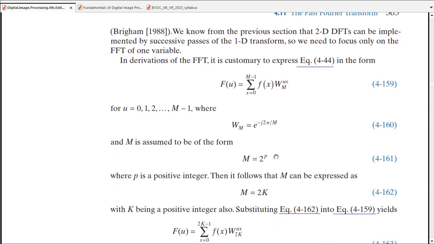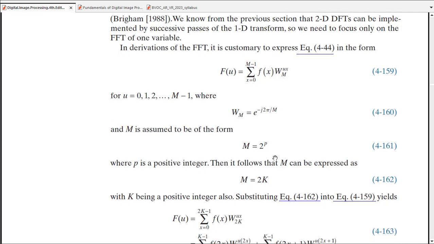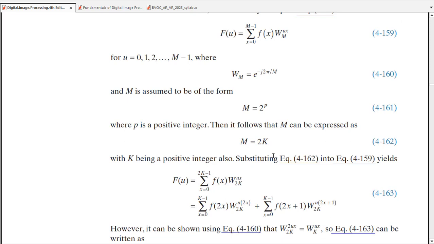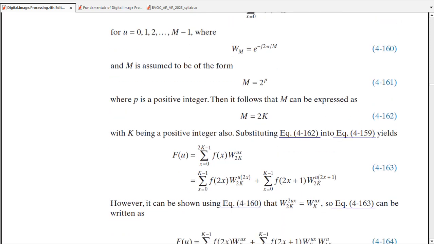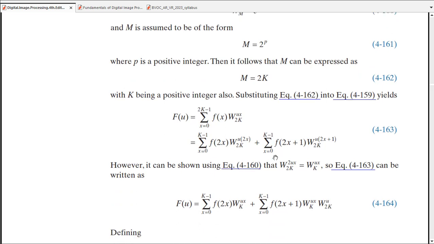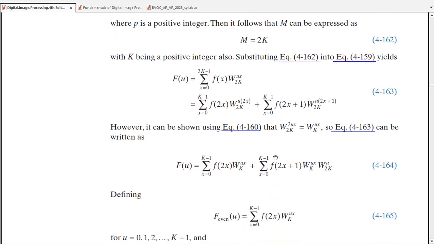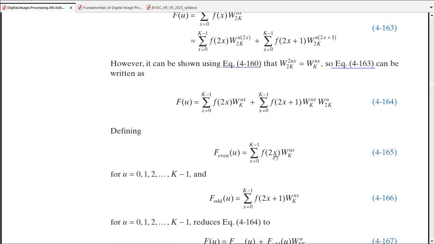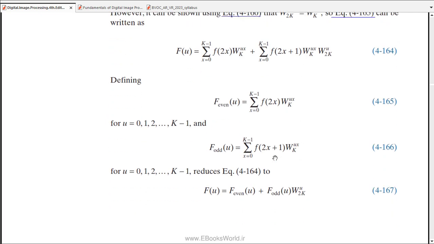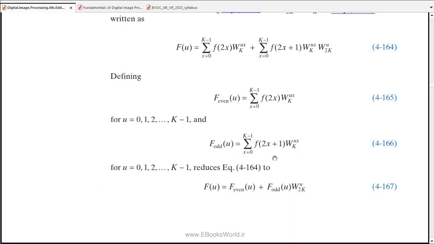In the derivation of the FFT, it is customary to express equation 4.44 in the form F(u) = sigma x equal to 0 to M minus 1 of f(x) W_M^(ux), where M equal to 2 power p, M equal to 2K. In this equation we come to a substitution. Finally, both F even and F odd will be represented in the form of the fast Fourier transformation.